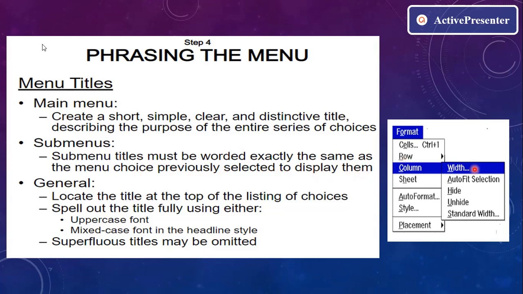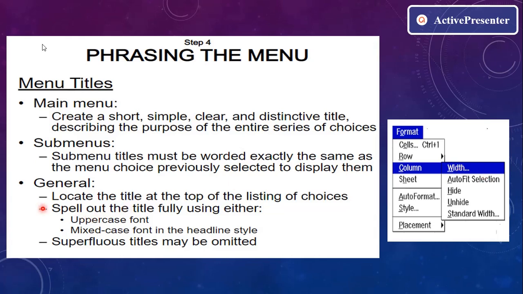So that means there should be a connection between whatever you select and what is displayed on the screen. This sub menu is worded exactly the same as the menu choice. So only if you select Format and then Column, then you can select the Width here. That should be a continuity, what we call structural continuity. So there should be a structural continuity between the main menu and the sub menu.